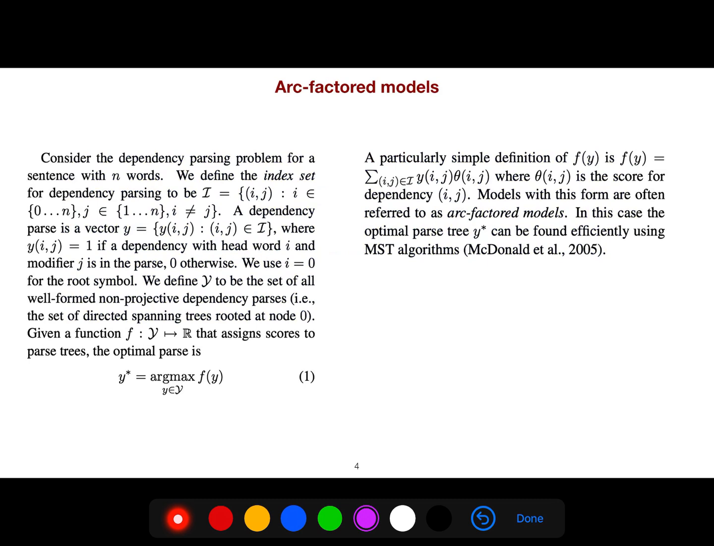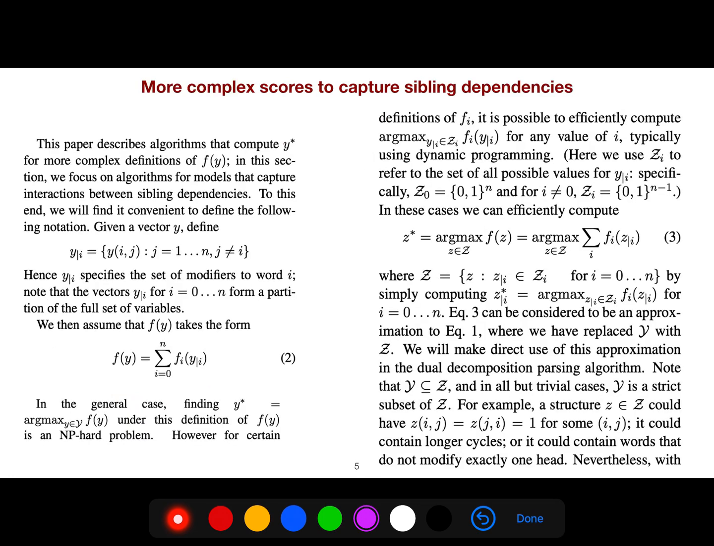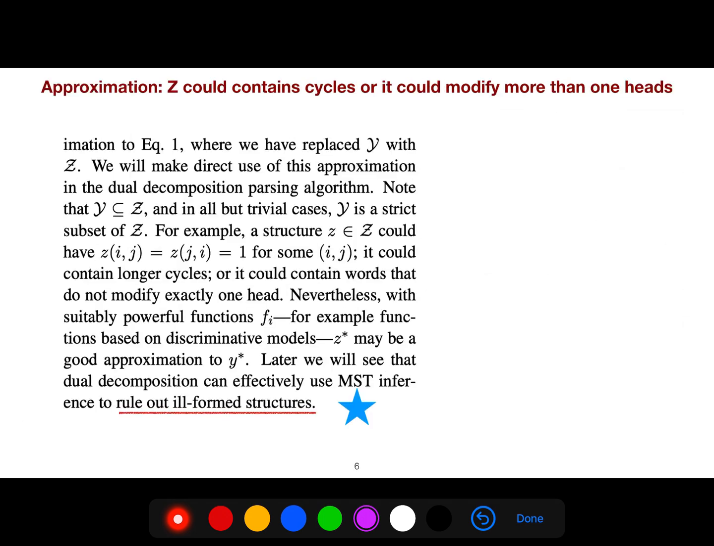So for arc-factored models, as I said in the previous 2 or 3 lectures, we want to find the optimal parse. And this is a kind of structured prediction. And so more complex scores, we need more complex scores to capture sibling dependencies. So one of the contributions of this paper is writing f of y in a different form, which is more general.